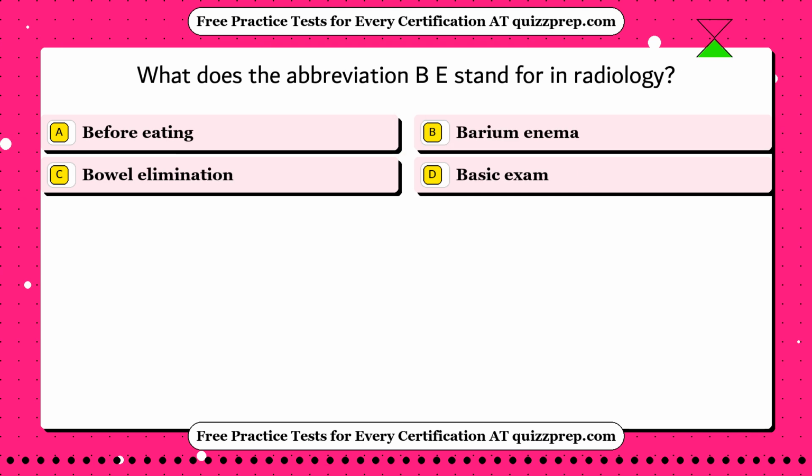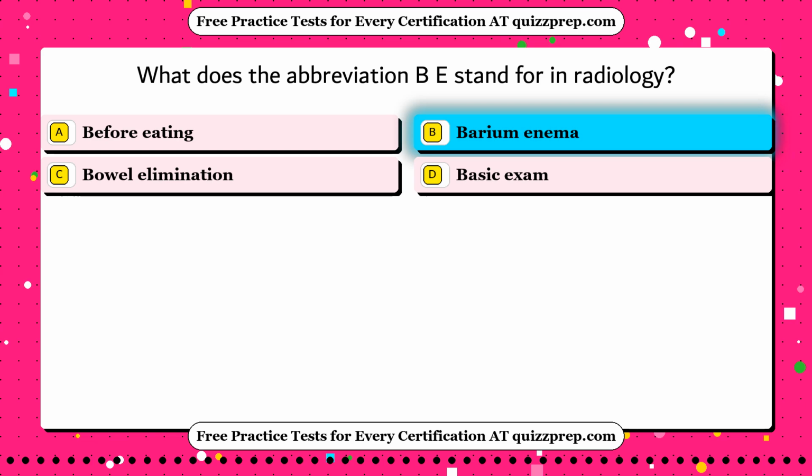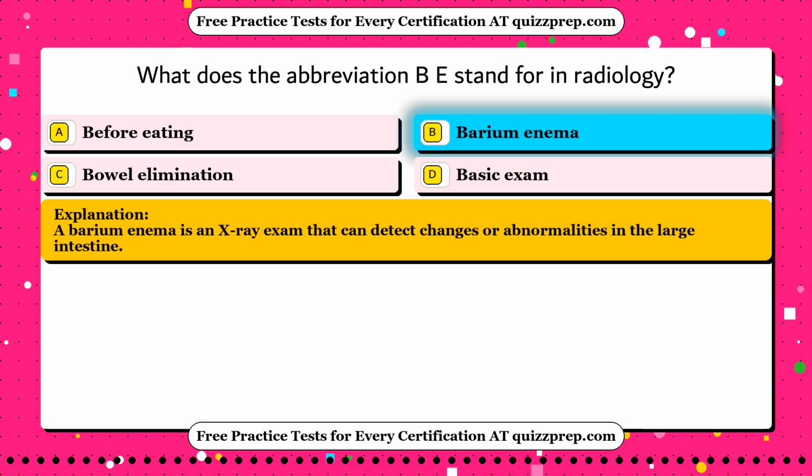Question 12. What does the abbreviation BE stand for in radiology? Option A, before eating. Option B, barium enema. Option C, bowel elimination. Option D, basic exam. The correct answer is option B, barium enema. A barium enema is an X-ray exam that can detect changes or abnormalities in the large intestine.